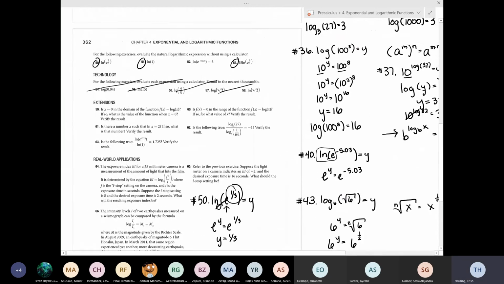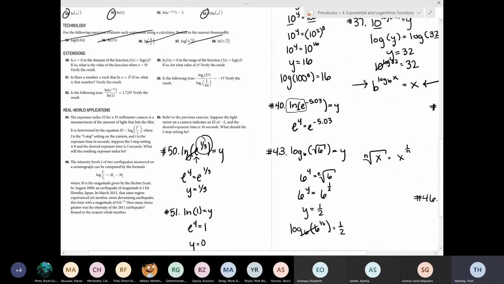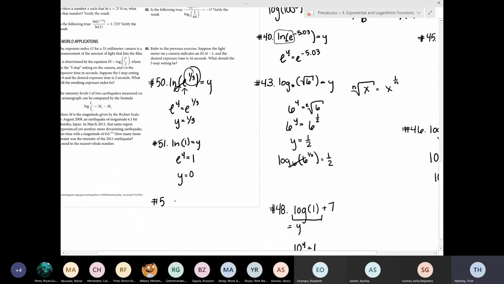And 53. 25 ln e to the 2/5. So that's 25 ln e to the 2/5. Well, ln is base e, a little imaginary e here. So they'll cancel, which means we'll get 25 times 2 over 5, which 25 breaks down into 5 times 5. And that will give us 10.